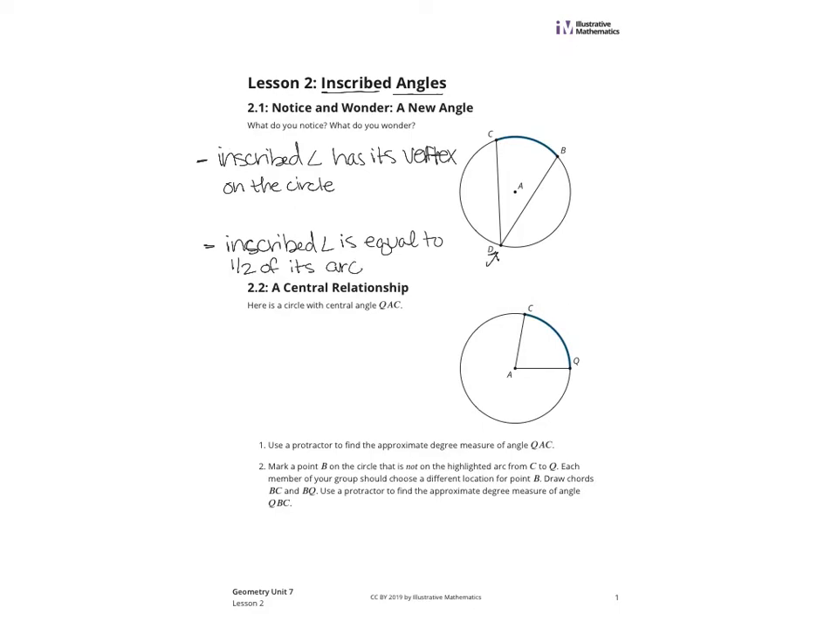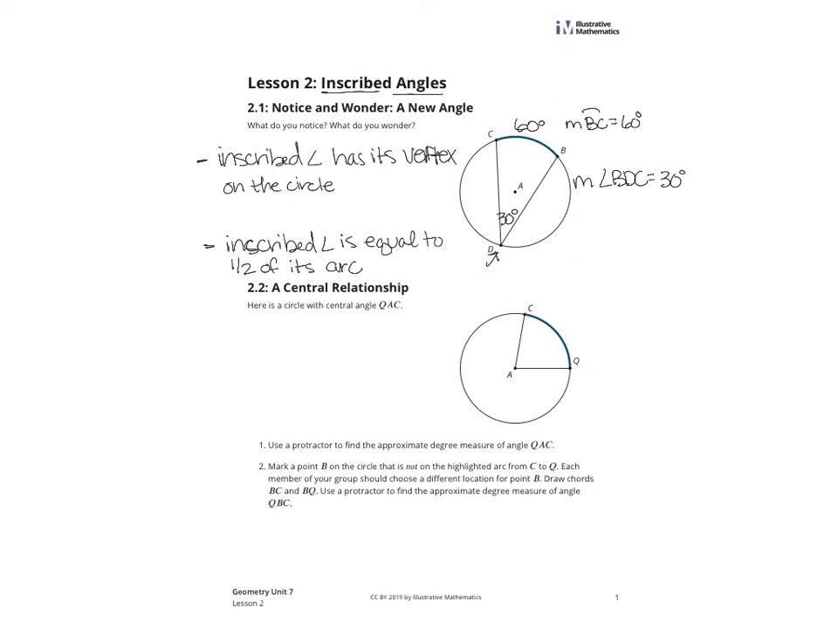So in this case, let's say this arc BC is 60 degrees. So the measure of arc BC is 60 degrees. Then my angle D, the measure of my angle BDC that you see right here would be 30 degrees. The inscribed angle is equal to half of its intercepted arc.